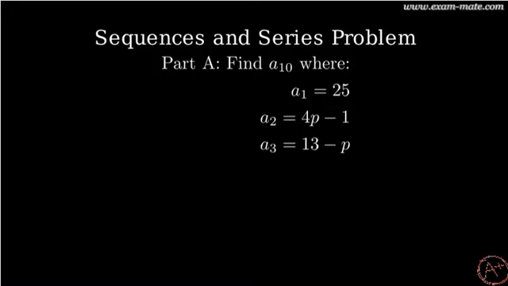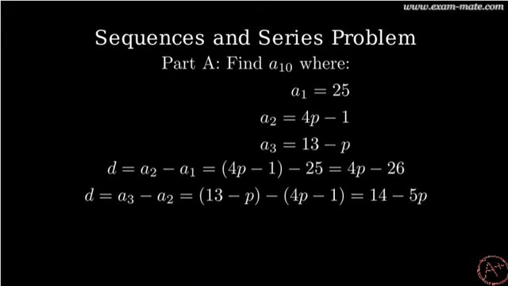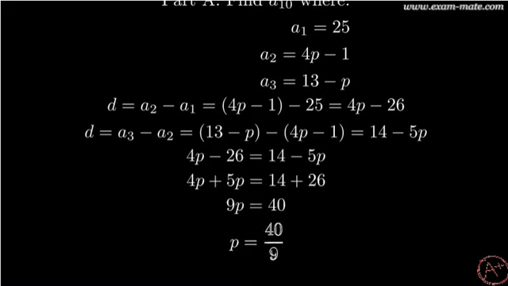In an arithmetic sequence, the difference between consecutive terms is constant. Let's call this common difference d. We can find it two ways, either a2 minus a1 or a3 minus a2. These must be equal. Since these are equal, we can write 4p minus 26 equals 14 minus 5p. Solving for p, adding 5p to both sides gives us 9p equals 40. Therefore, p equals 40 over 9.